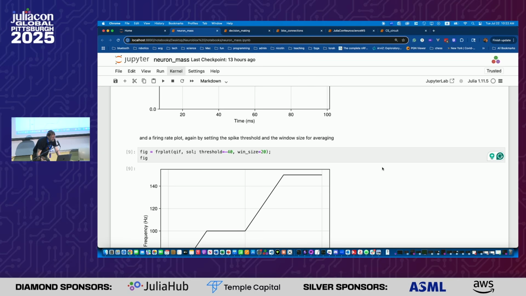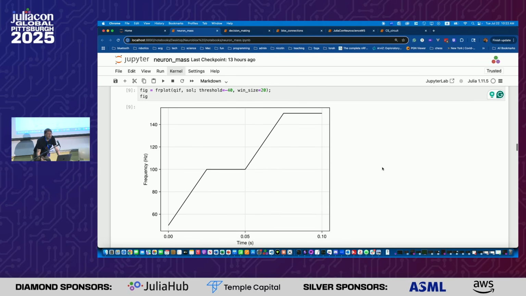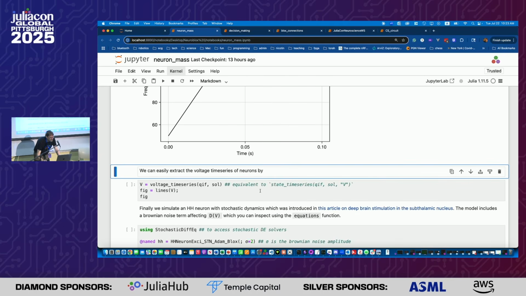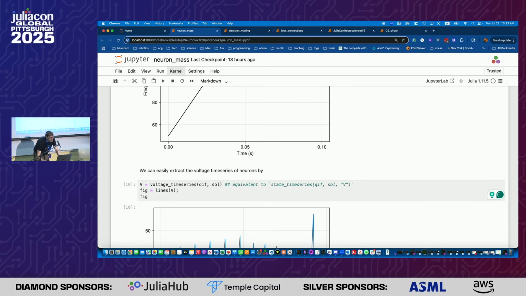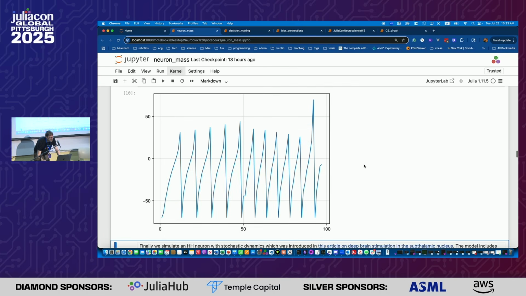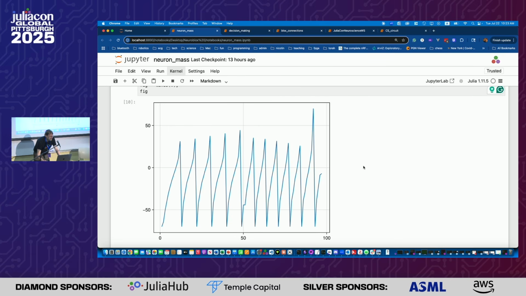Then we can also plot a firing rate plot. So this is the plot of how fast it fires. It looks essentially at the distances between the spikes, right? And then it calculates a rate of firing. That's sometimes very interesting to plot. And then we can also extract the voltage time series. So this would be the voltage time series of the quiff neuron.